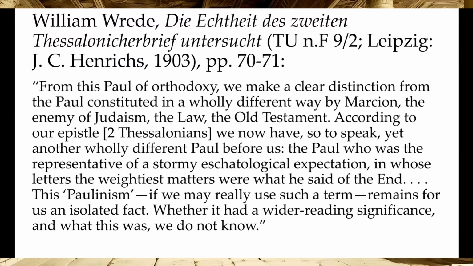By the way, many of us have heard of William Wrede, who wrote a book on the Messianic secret in the Gospels, which was translated in 1970, called The Messianic Secret. But the original title of Albert Schweitzer's book, The Quest of the Historical Jesus, was Von Reimarus zu Wrede. In other words, from Reimarus to Wrede. And of course, the whole issue of the Messianic secret. But anyway, Wrede also wrote a book called Die Echtheit des Zweiten Thessalonicherbriefs untersucht. And on pages 70 to 71, in my translation, here is what Wrede said.